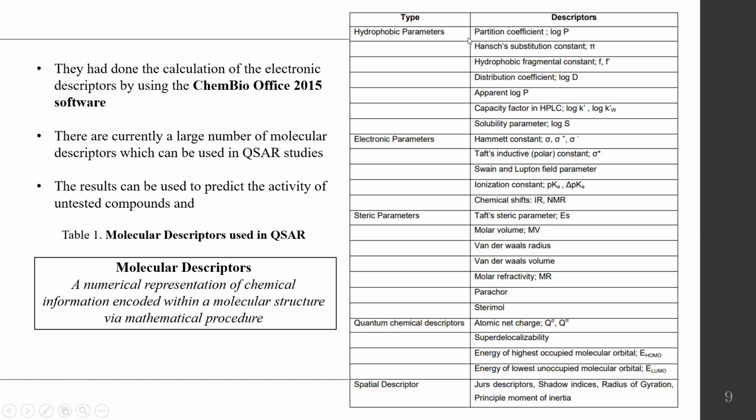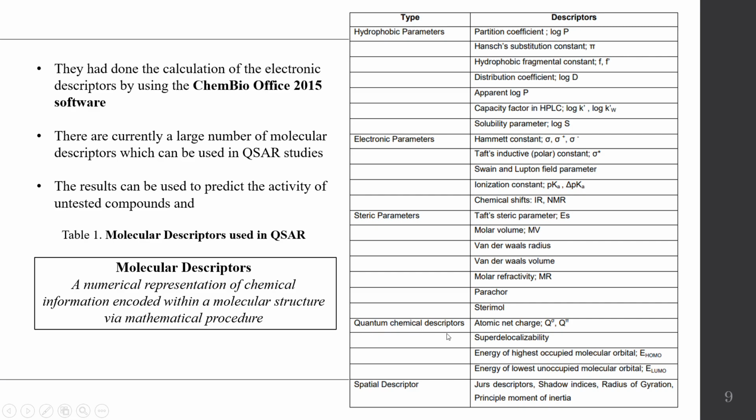These are the hydrophobic parameters like partition coefficient log P, substitution constant pi, hydrophobic fragment constant f, distribution coefficient log D, apparent log P, capacity factor in HPLC log k'w, and solubility parameter log S. Now electronic parameters. Electronic parameters are Hammett constants sigma, sigma plus, sigma minus, Taft induced polar constant sigma star, Swain and Lupton field parameters, ionization constant pKa, delta pKa, and chemical shift of IR and NMR. Then steric parameters are Taft's steric parameters, molar volume, van der Waals radius, van der Waals volume, molar refractivity MR, Parachor, and Sterimol.